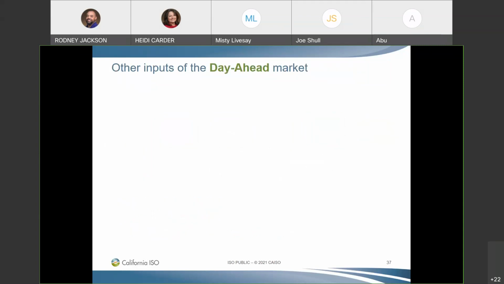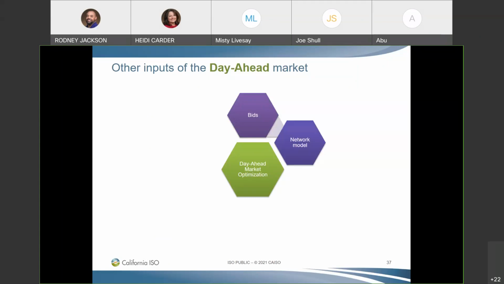Now, other inputs of the day-ahead market. The network model is like a map of the transmission lines, the load, and generation. It's like a roadmap of the system. This provides the market with all of the options for flowing into the transmission lines, and it sets the transmission supply in terms of megawatts. We also need to know the attributes of all the resources that are submitting, and we have a database for that. So it's understanding what those are.